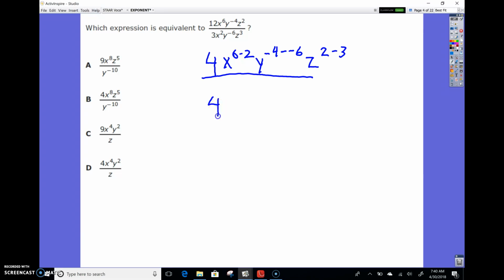So 4x, 6 minus 2 is 4. You're putting it in your calculator. Negative 4 minus negative 6 is positive 2. And z is negative 1. So in the end, remember, negative goes on the bottom, and it becomes a positive because it went to the bottom. You don't have to put that 1 there. So 4x to the 4, y squared, over z.